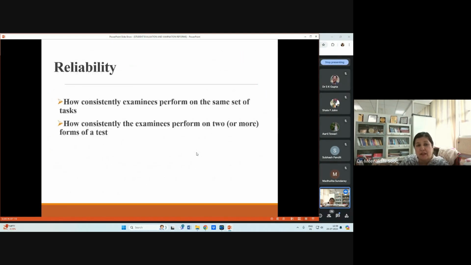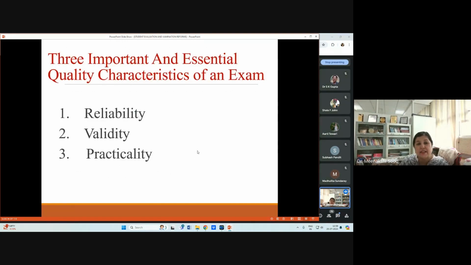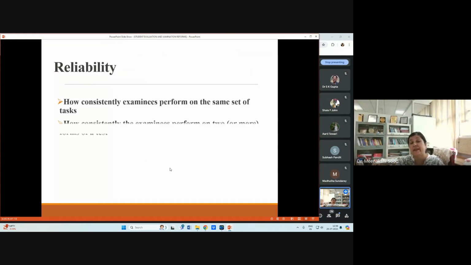One more thing I want to quickly cover, I'll take 5 minutes. That is the very important and essential quality characteristics of exams which you have to take care of. Because we are talking about removing subjectivity while assessing or evaluating the student. But these three important parameters also have to be taken care of: reliability, validity, and practicality.